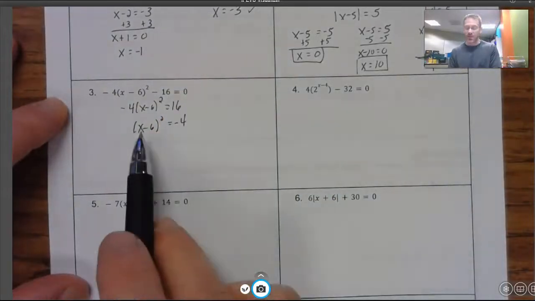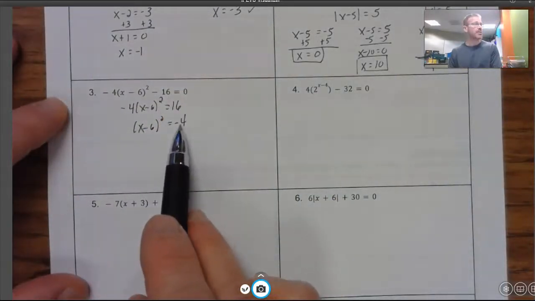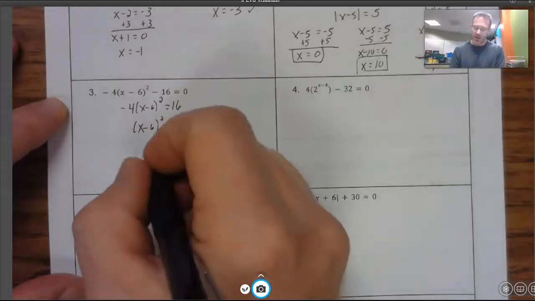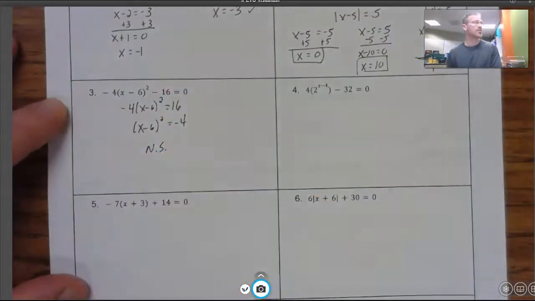Now when I get to this step, remember, if I have something squared equals a negative, that's not possible. So I can stop right here, and that's no solution.